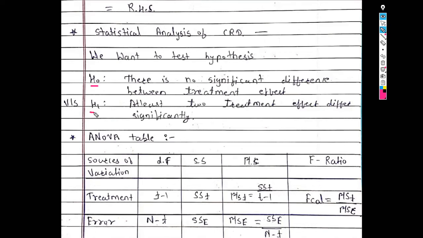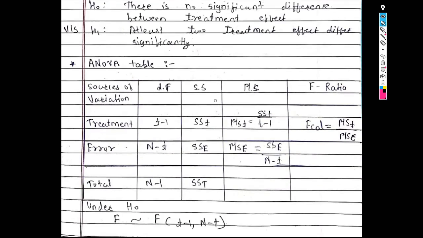Versus what is the alternative hypothesis? At least two treatment effects differ significantly. So this is the hypothesis we make in completely randomized design. Now we are interested in finding the ANOVA table for completely randomized design to test this hypothesis. So let us discuss the ANOVA table for completely randomized design.